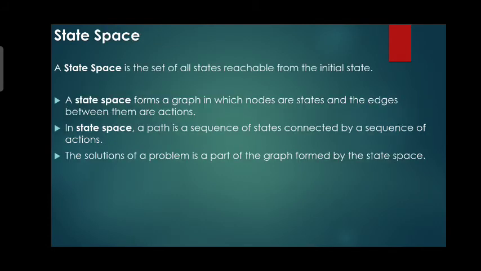Now let's see what a state space is. A state space is the set of all the states that are reachable from the initial state. A state space basically forms a graph in which the nodes are the states and the edges between them are the actions. In the state space a path is a sequence of states connected by a sequence of actions. A solution to that particular problem may be a part of the graph.